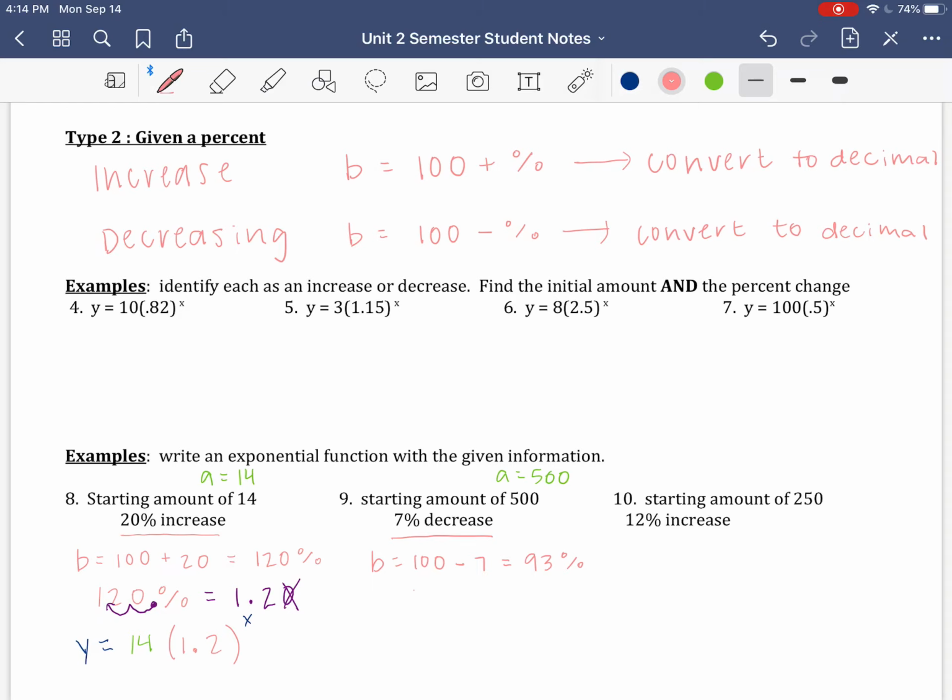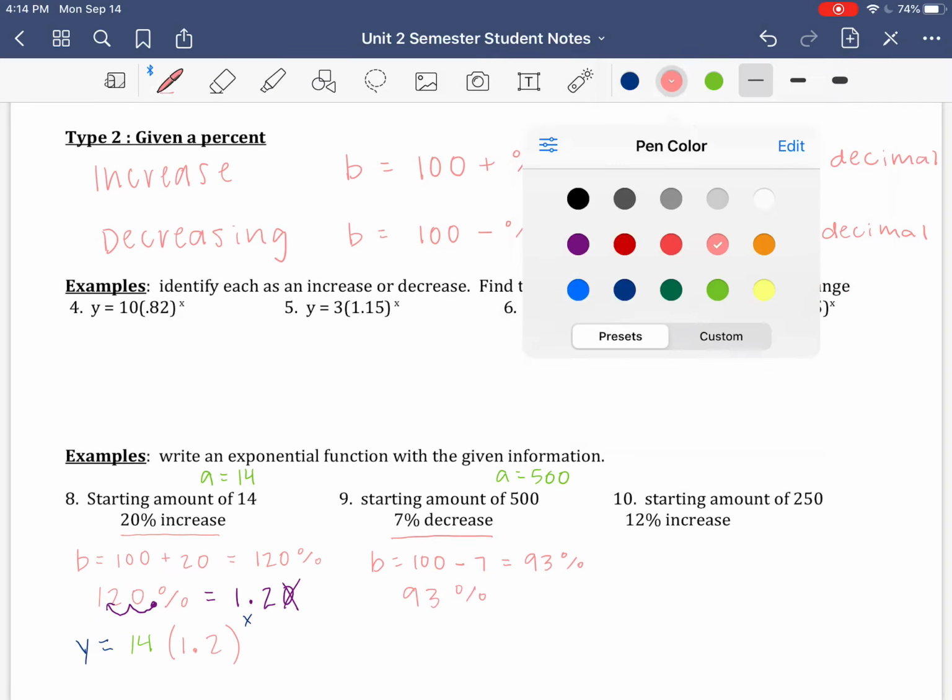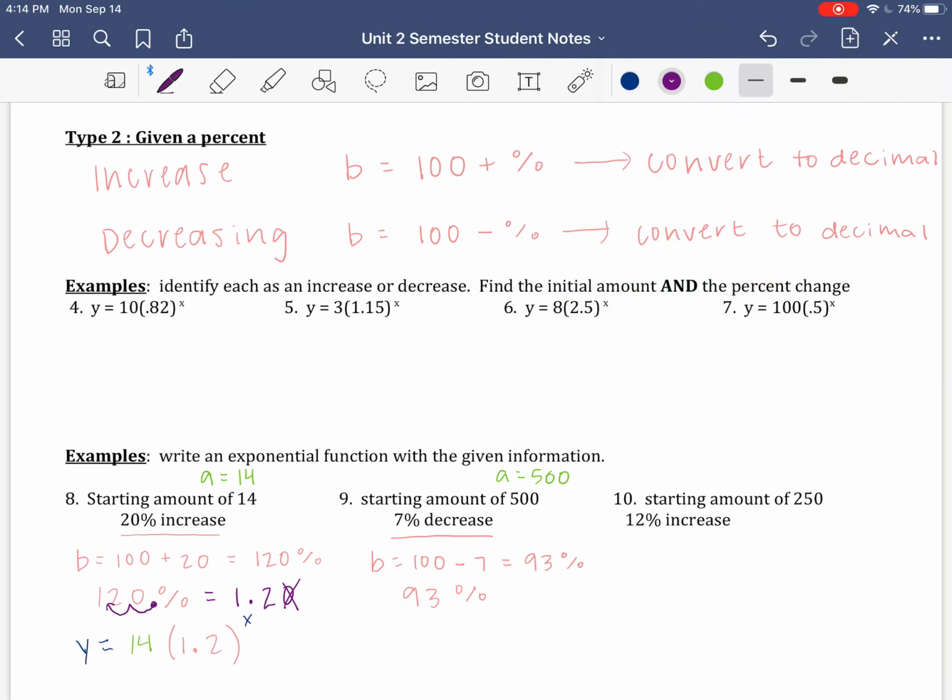So if we have 93%, again, technically you're dividing by 100. The shortcut would be to put a decimal at the end if there is no decimal in the percent already, and move it 2 to the left. So 93% is the same as 0.93. To write our equation, we would write y equals 500 times 0.93 to the x power.